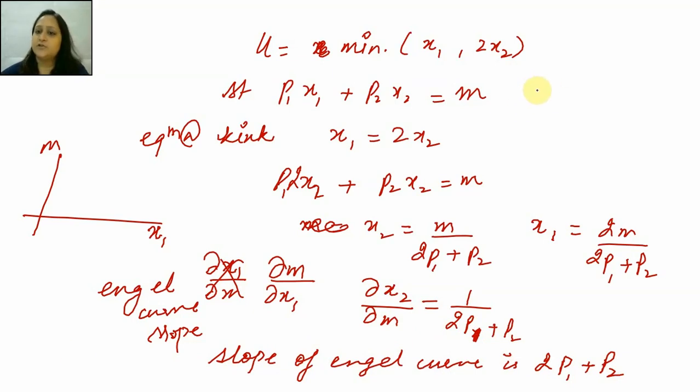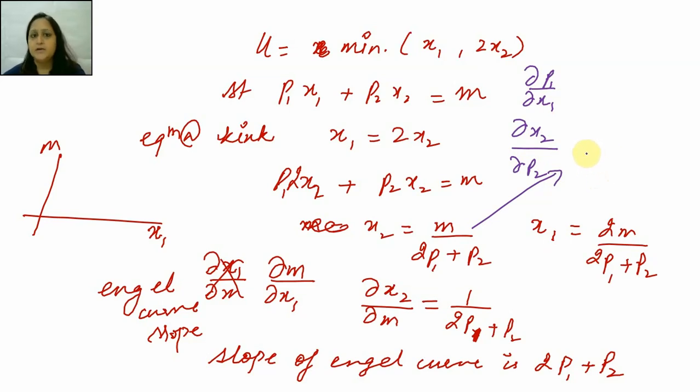Let's find out the slope of the demand curve. So the slope of the demand curve also ideally should be del p1 by del x1. We have been finding del x1 by del p1, so reverse it. So let's find out del x2 by del p2. From this you can find it and then you reverse it. That will be the slope of the demand curve.